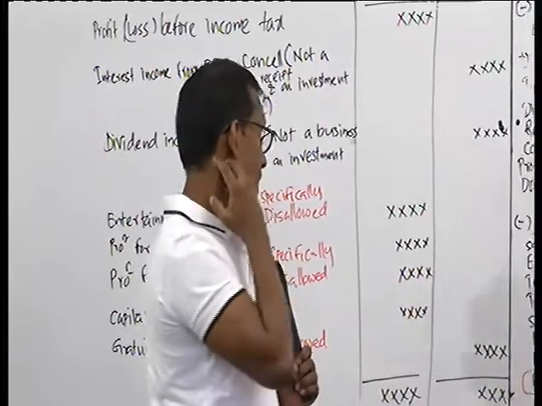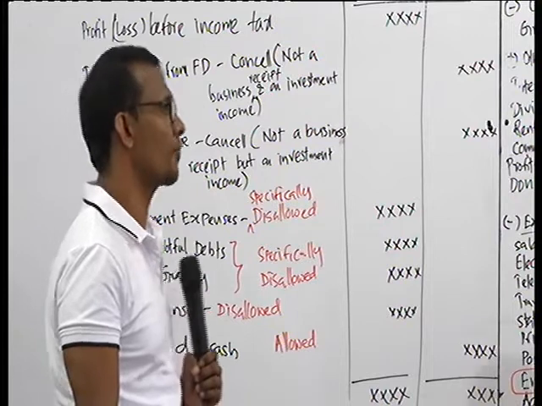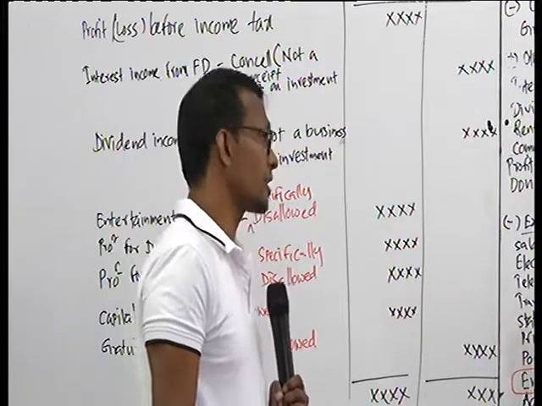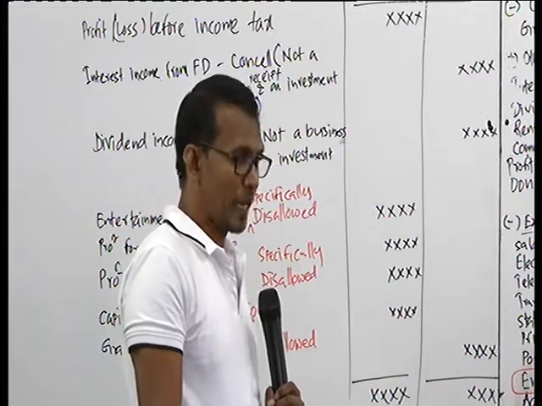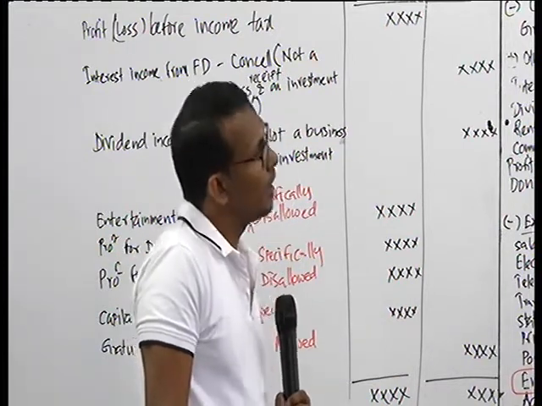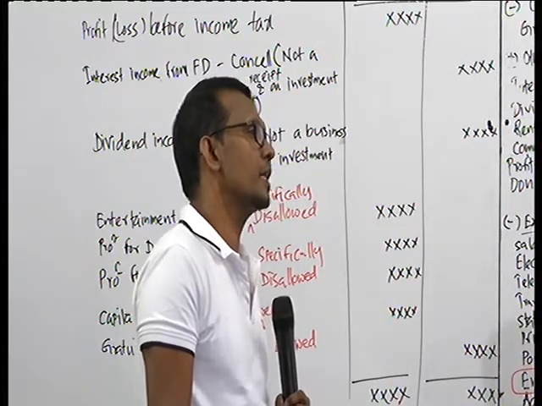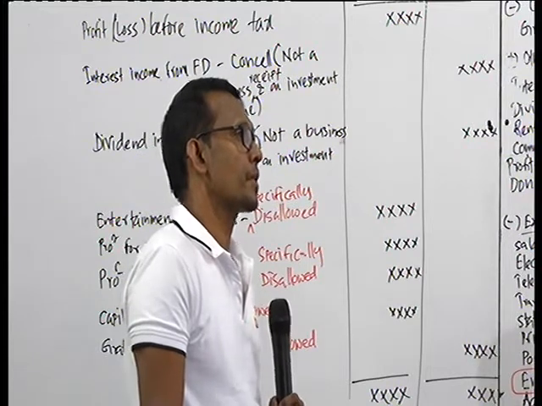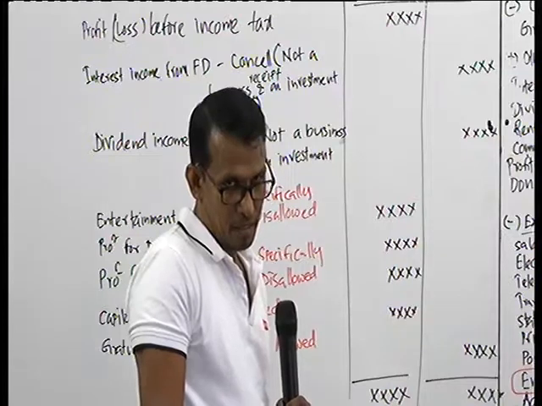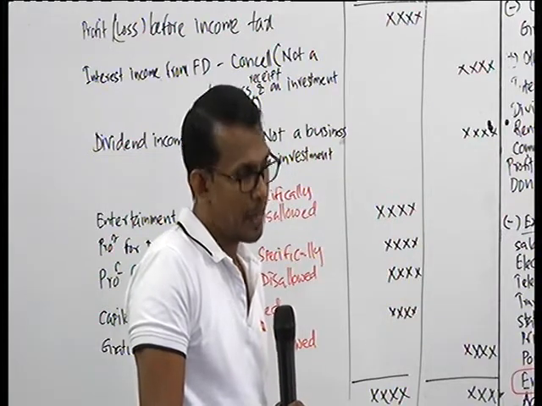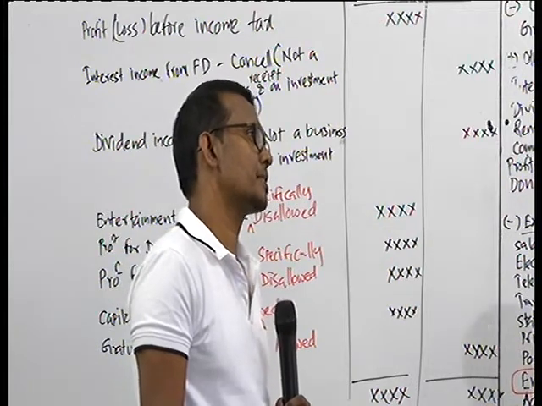Okay, now we will take the treatment of expenses in the computation of assessable business income. So you can have a heading: treatment of expenses in the computation of assessable business income.